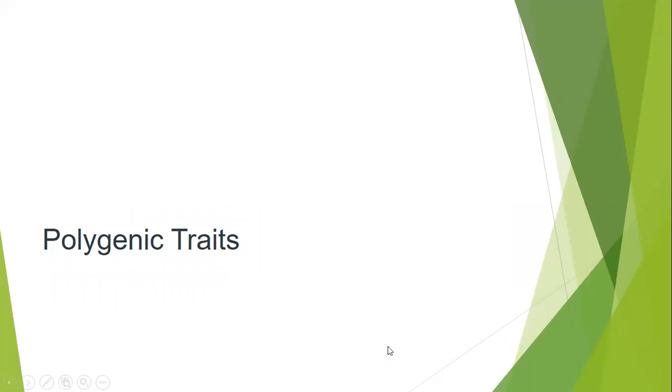Now, if you notice, we haven't talked about some of the traits that you're probably most interested in. That's because these are called polygenic traits, and they're coded for by more than one allele given by each parent. These are going to be things like skin color, eye color, weight, and we're going to talk about those next week.